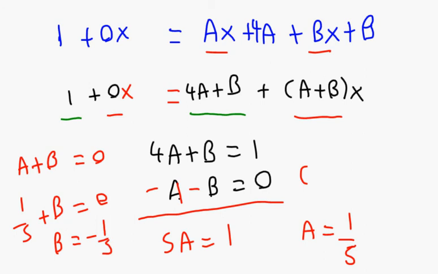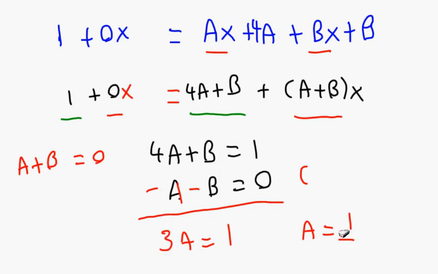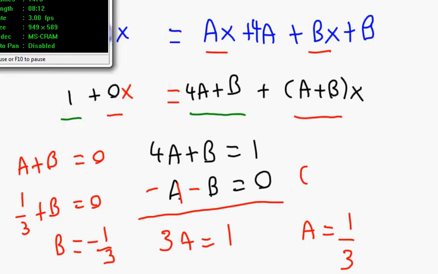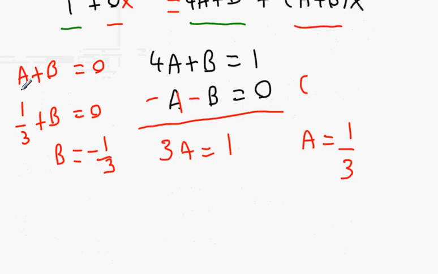Okay, and now there was actually a small mistake made there. When you add 4a minus a, it's going to be 3a, which makes this a third. Now we know that a plus b is 0. This means a third plus b equals 0. Therefore, b must be equal to minus a third. Okay, so a equals plus a third, b equals minus a third. So that's your two answers here.